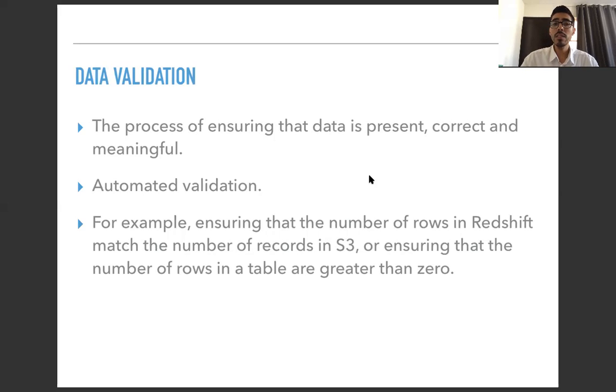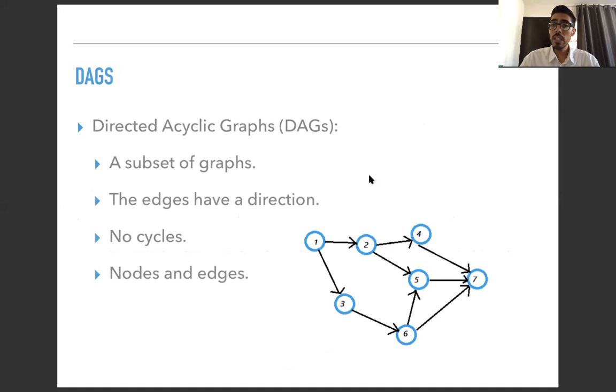So this process of data validation, you want to automate it to be sure that your data is always present, correct, and meaningful. So this is something that needs to be part of your data pipeline. All right. That moves us to our main subject, which is DAGs. DAGs stands for Directed Acyclic Graphs.